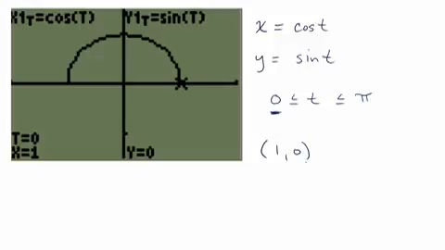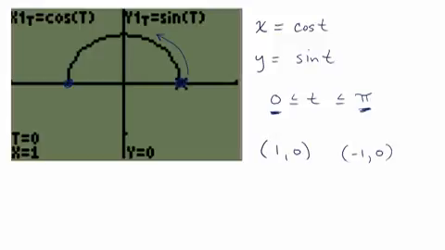To find the terminal point, we let t equal pi. So again, the cosine of pi is -1, and the sine of pi is 0. So the initial point is at (1, 0). The terminal point is at (-1, 0), and the curve is being traced in this direction.